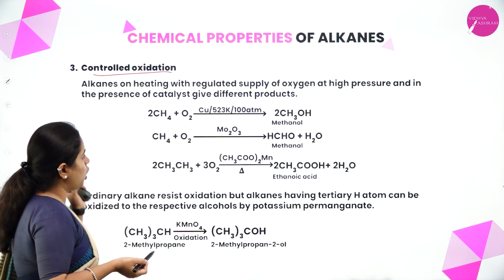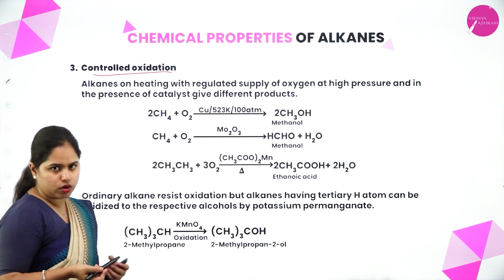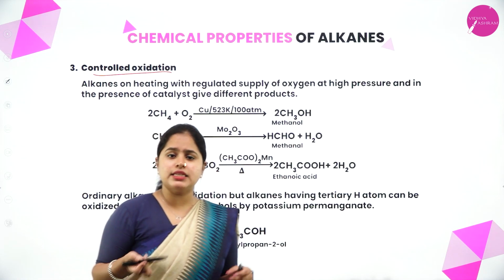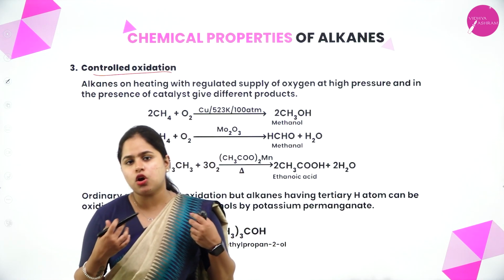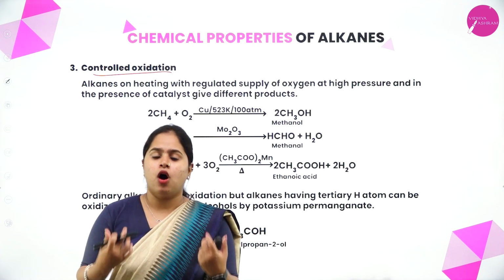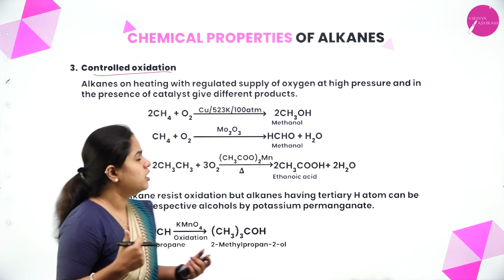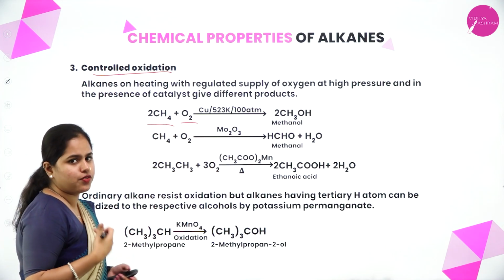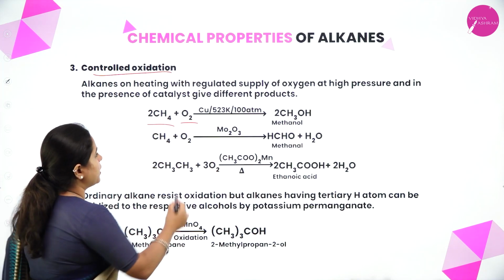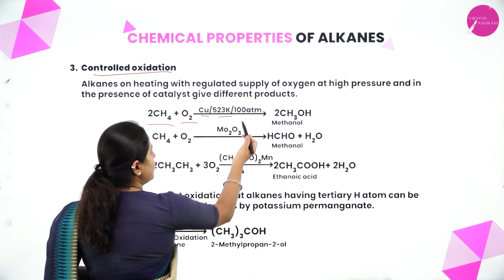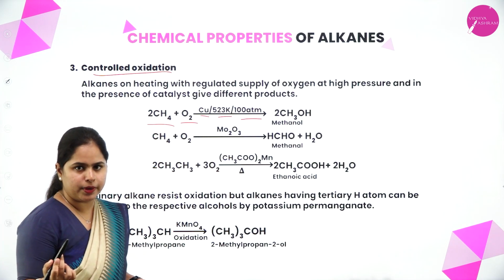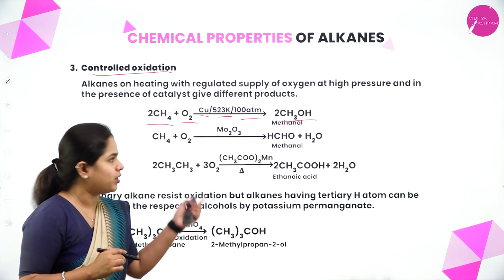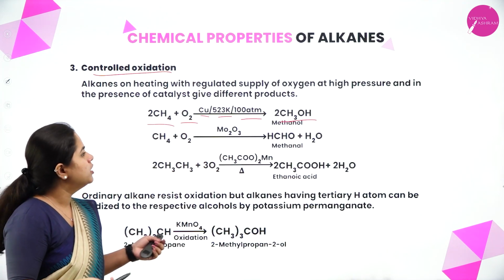Alkanes on heating with a regulated supply of oxygen at high pressure and in the presence of a catalyst give different products. Alkanes can undergo oxidation, but based on which catalyst we use for the oxidation process, you will get different products. So this is important. Methane, your alkane, reacts with oxygen, or undergoes oxidation, in the presence of copper at 523 Kelvin and 100 atm. 523 Kelvin is the temperature, 100 atm is the pressure. You will get methanol, CH3OH. You can see the OH here, that means it is an alcohol.